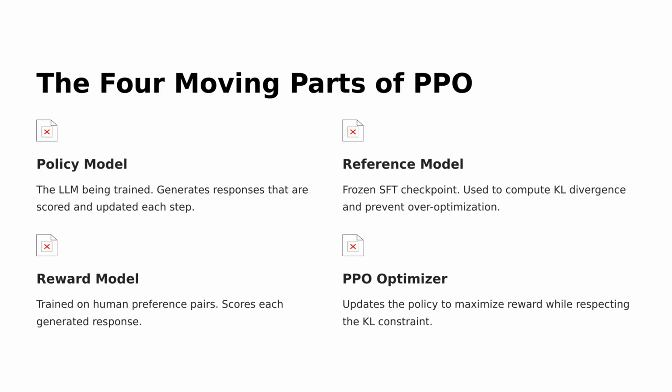Here are the 4 moving parts in PPO. First is the policy model, the language model we're actively training to generate responses. Next is the reference model, a frozen supervised checkpoint that helps measure KL divergence so the policy doesn't drift too far. Then we have the reward model, trained on human preferences to score each response. Finally, the PPO optimizer updates the policy to improve reward while staying within that KL constraint.